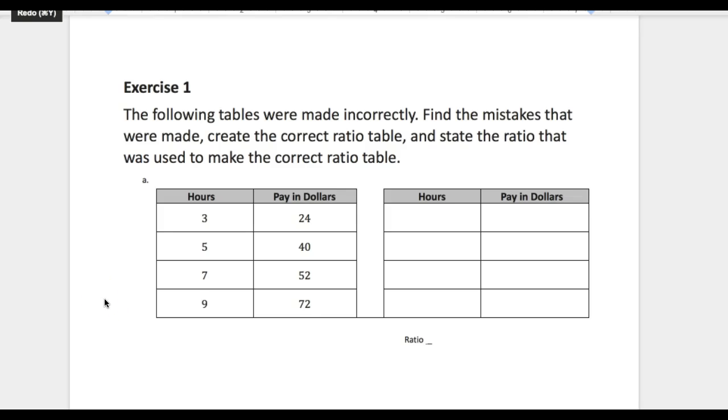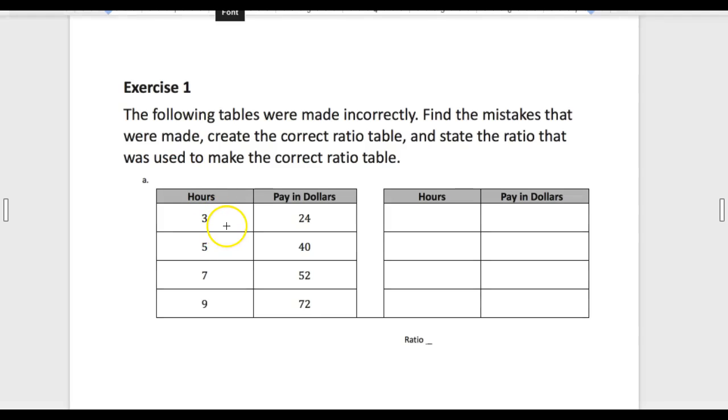Okay, for exercise 1, you have a table here, and below it are other tables on your paper. But right now we're looking at just the first table, Table A. The following tables were made incorrectly. Find the mistakes that were made, create the correct ratio table, and then state the ratio that was used to make the correct ratio table. All right, so be very careful, and let's see how you do before I show you how to do it.